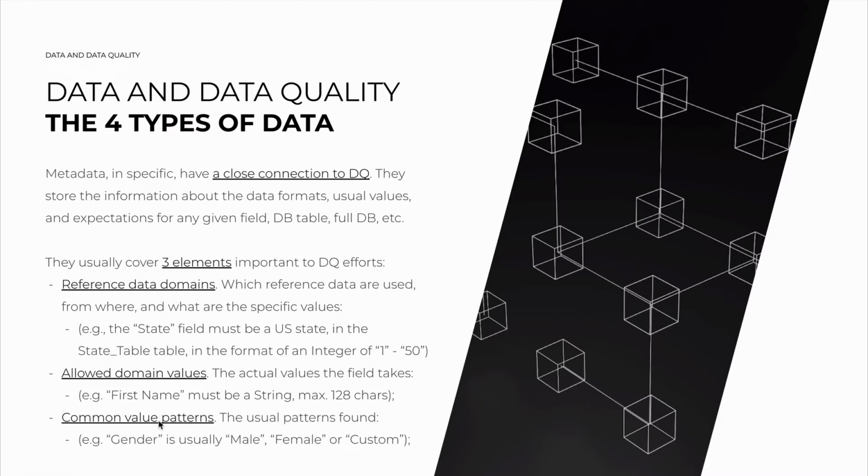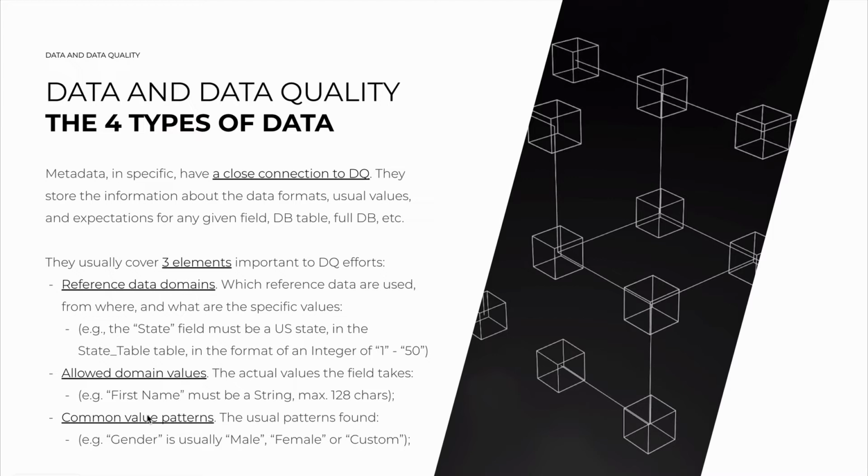And then you can also suggest the common value patterns for a field, the usual values that you'll find there. For example, stating that a gender field usually has 3 values, male, female, or custom. Or in the case of the temperature example, while the minimum and maximum are 0 and 100, you can state that the common values may be around 50 or 60. So you are documenting both what data is referenced, what are the accepted values for a field, and what are the usual values and examples.